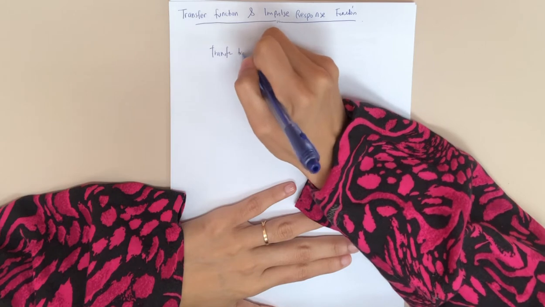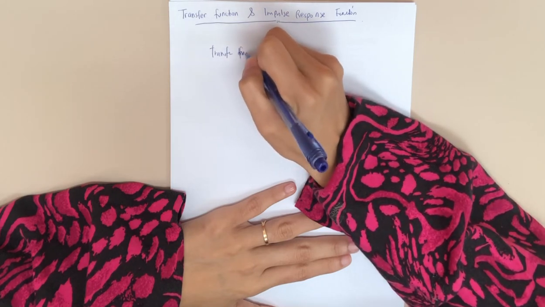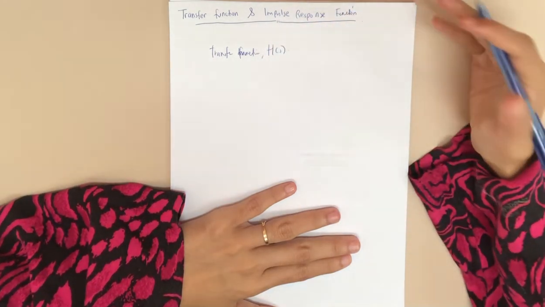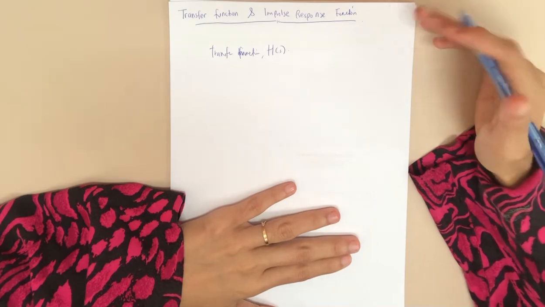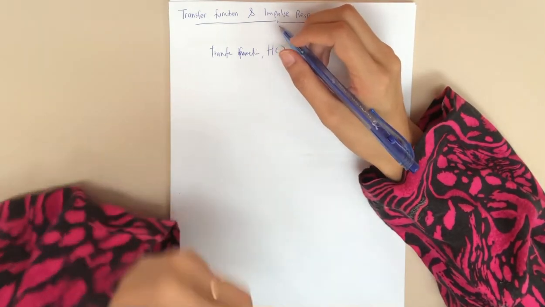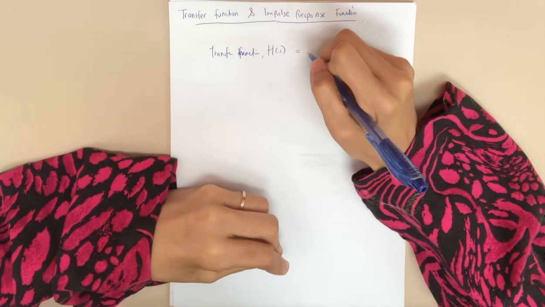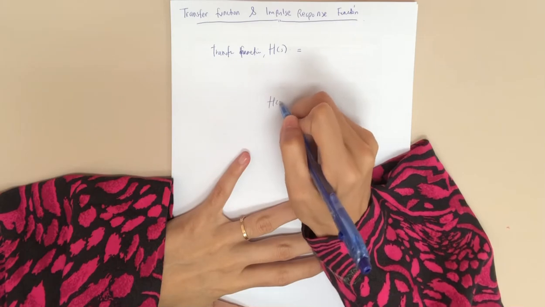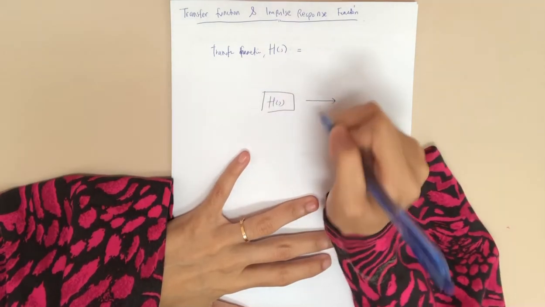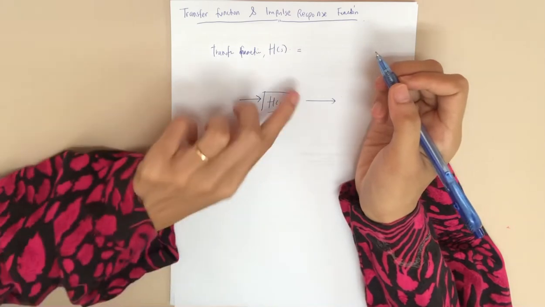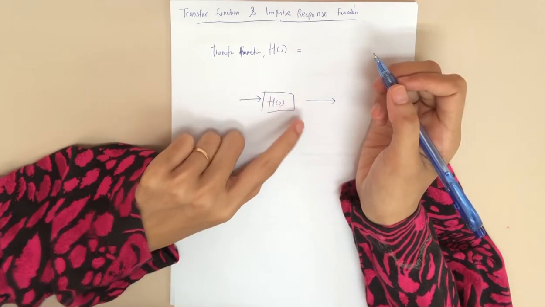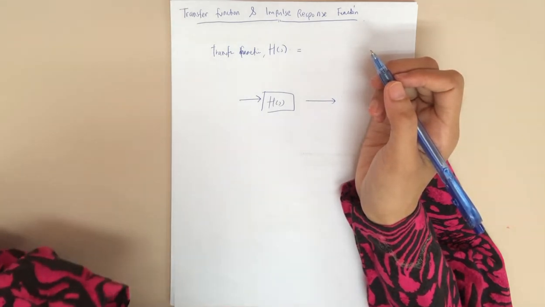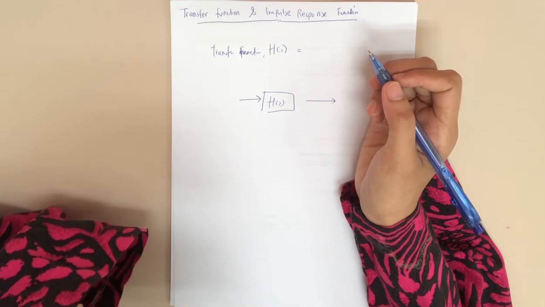Some textbooks or some notes use H(s) to denote the transfer function. So what's meant by transfer function? Transfer function is a ratio. Transfer function is a ratio of the output x to the input f. I give you a figure like this, okay.